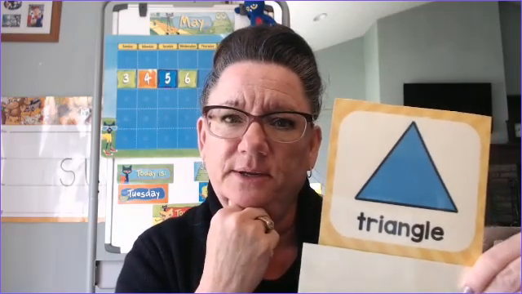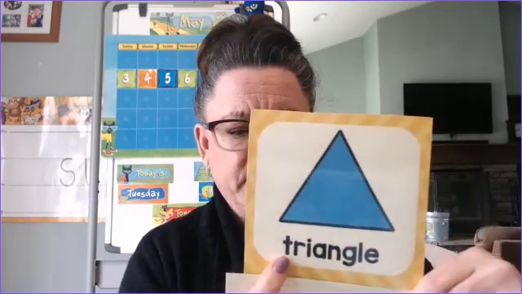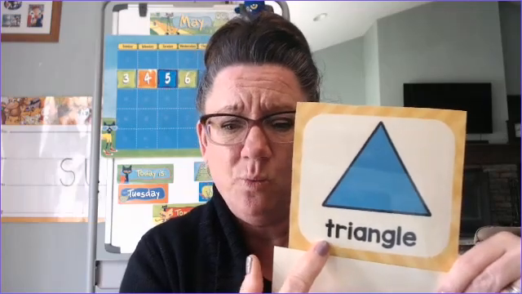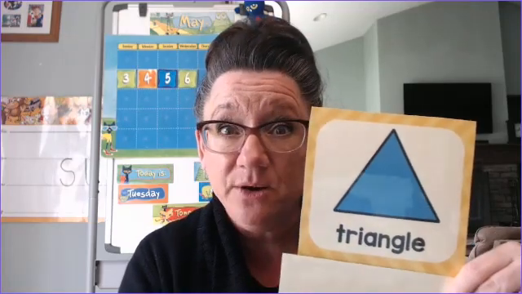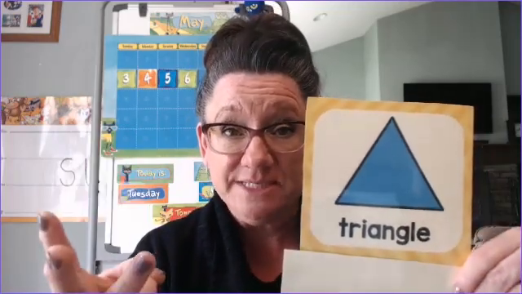What is it called? Let's look at the first letter. It says T. T. What shape starts with T? Triangle. If you said triangle, you got it right. Yes, this triangle has 3 sides, 3 vertices.